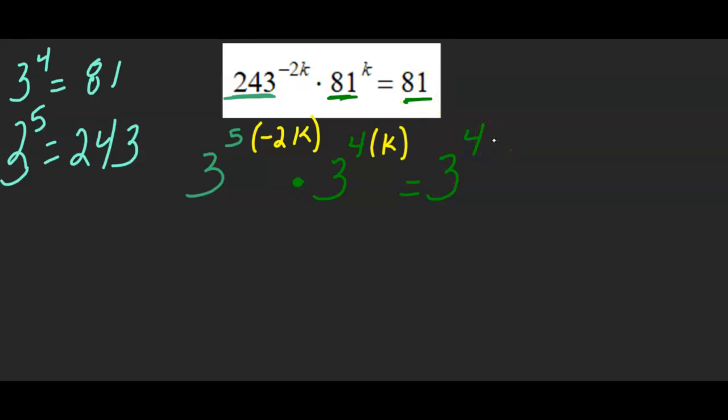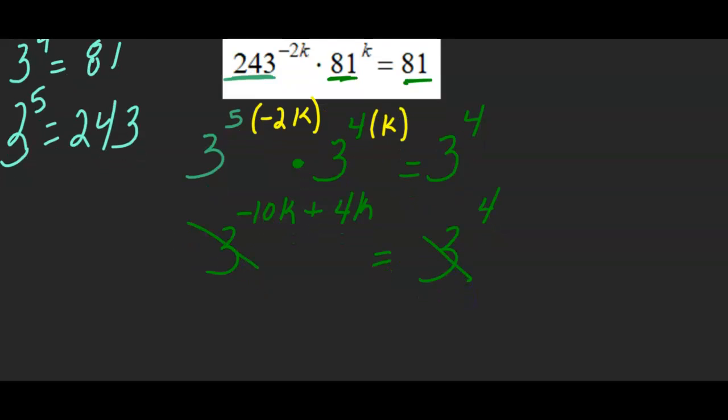All right, so we have still multiple bases on this side, so we're going to condense this down. So we want to make this 3, and then we're going to add these exponents up. Okay, so if you do 5 times negative 2k, this is just negative 10k, plus this exponent, which is 4k, equals 3 to the 4th. So now you have a single base on each side, and now you're ready to solve.